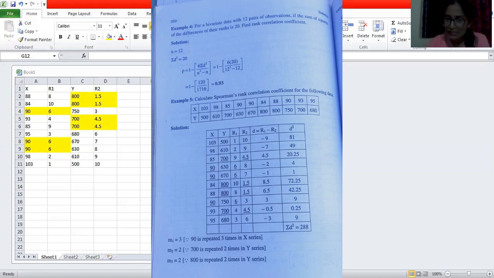D is calculated in the same fashion as we did in the earlier problems, and then D square is calculated. Here you need to pay attention to these new terms. M1 is equal to 3. What do I mean by that? M1 is the number of repetitions, not the values. Since 90 has been repeated 3 times, M1 is equal to 3. And in the next series, 700 has repeated 2 times, so M2 is equal to 2. And 800 has repeated 2 times, that's why M3 is equal to 2.